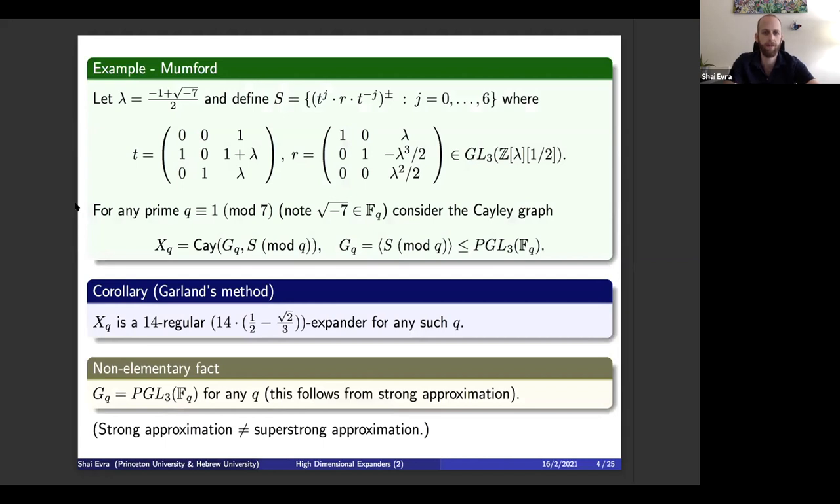Let me give you a somewhat simple example to see that everything is quite explicit, and how the method works. The first step is that I give you some magical generating set S. It's a finite set S of 3x3 matrices. There are 14 elements inside S. All the matrices have algebraic number entries, almost integers, apart from maybe needing to divide by two. Thinking of them as 3x3 invertible matrices, you can take them modulo q for any prime q. And what you get is Cayley graphs. Using the method I'm going to tell you about today, the Garland method, these Cayley graphs will be shown to be expanders.